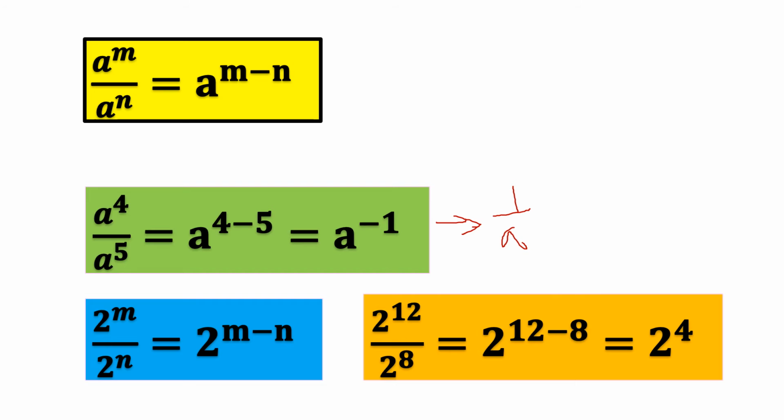From here you can even do it directly. Look here, a raised to 4, a raised to 5. Here there is 4 and there is 5. So what is there? 1 extra is there. So when this cancels and this cancels, 1 extra will remain, right? So you can even do it like that, or you can use this formula and do it, okay?